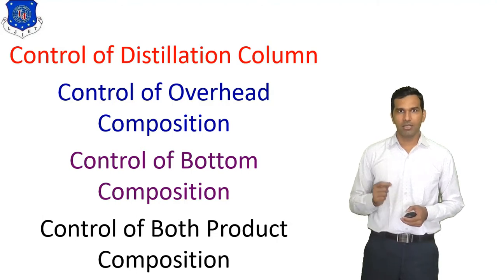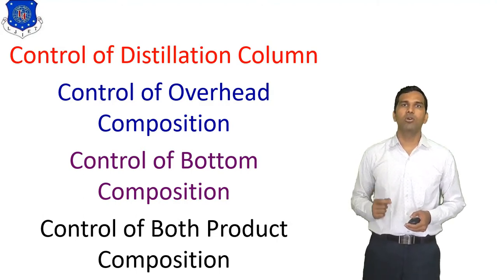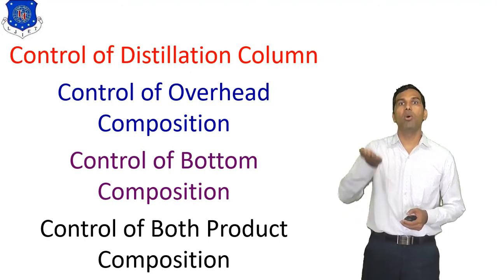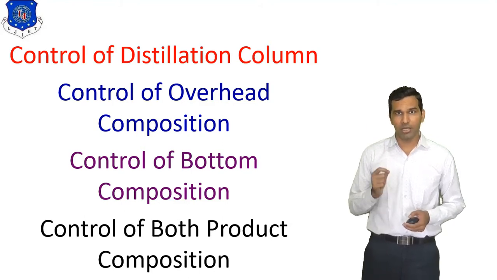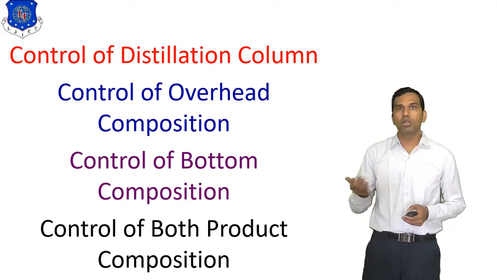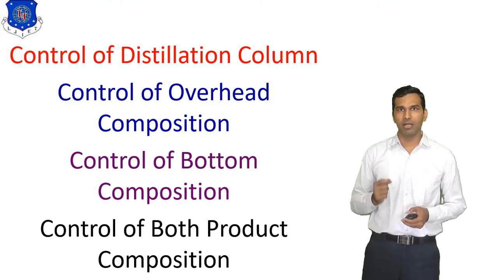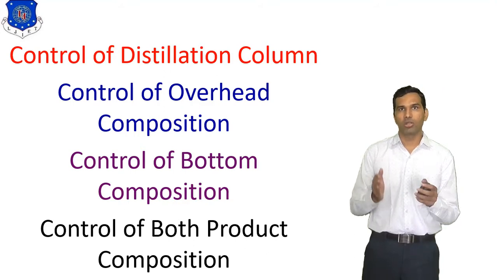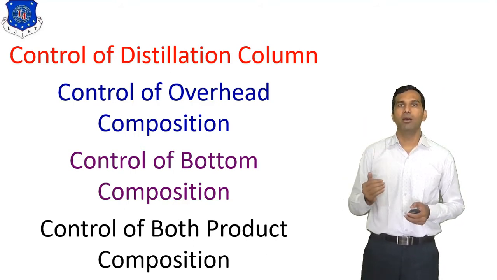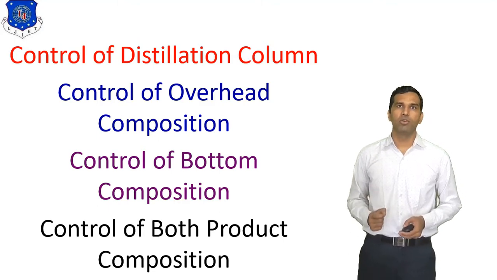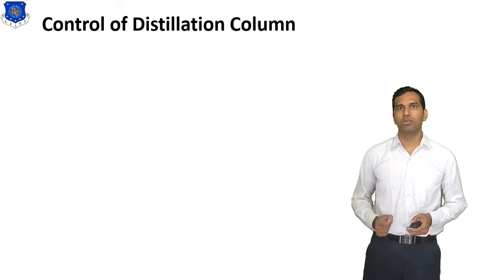So you can understand that the control strategy of the distillation column is divided into three parts. The first is control of the overhead, that means first we control the distillate. Then we control the bottom composition, that means the bottom product composition. And last, we control both the bottom and overhead together. So now we start with the first one, the control of the distillation column. First we need to understand the basics of the control of the distillation column.